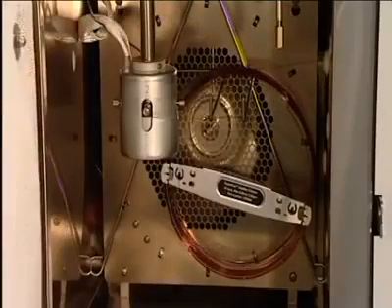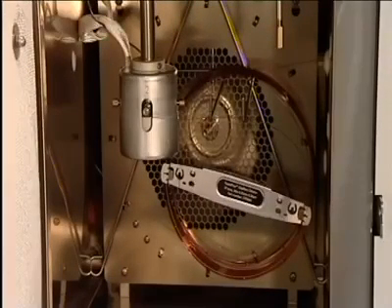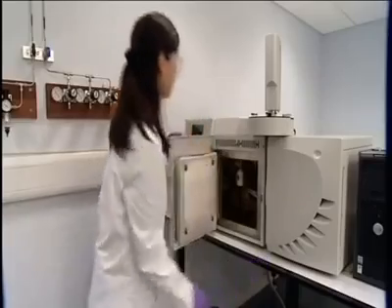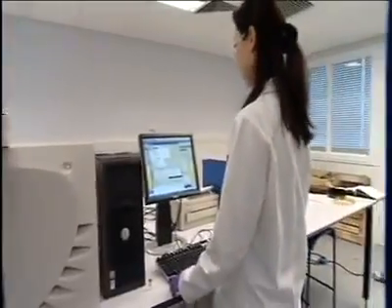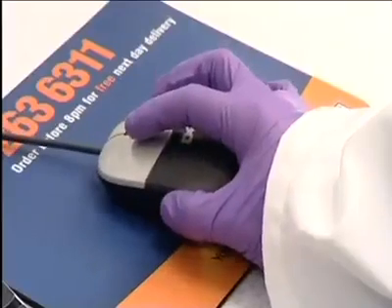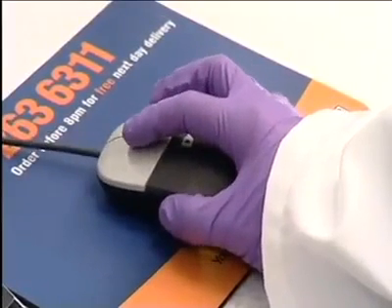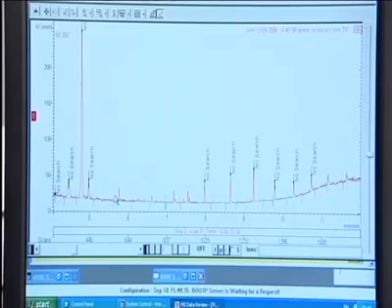This is the column from the gas chromatograph. This particular mass spectrometer does not use magnetic deflection of the ions. It uses a complex electric field. However, the principle of forming ions from the sample and separating them according to mass underlies all types of mass spectrometer.